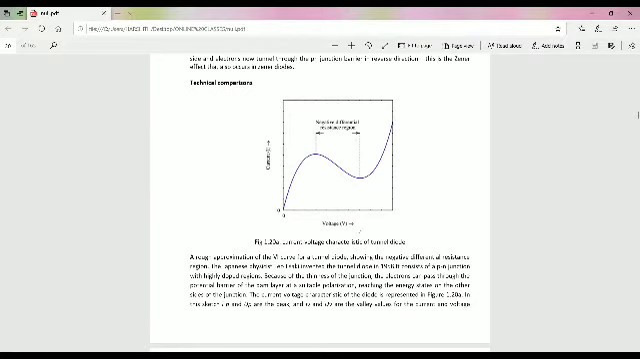In the VI characteristics, if voltage increases, current increases. If voltage increases further, current suddenly decreases. This part is the negative resistance region. The tunnel diode exhibits a negative resistance region.